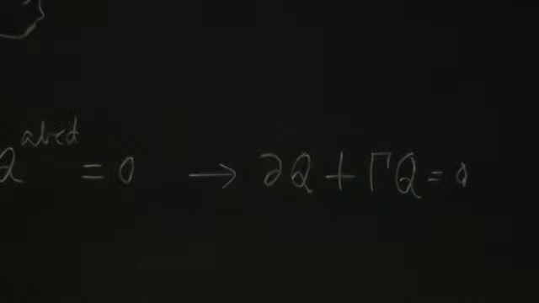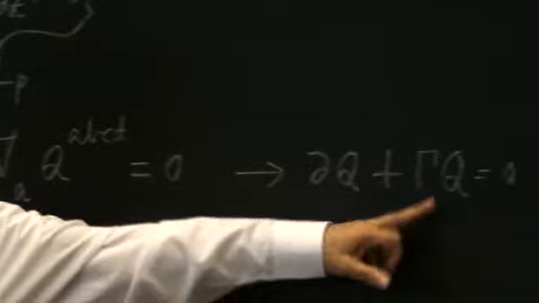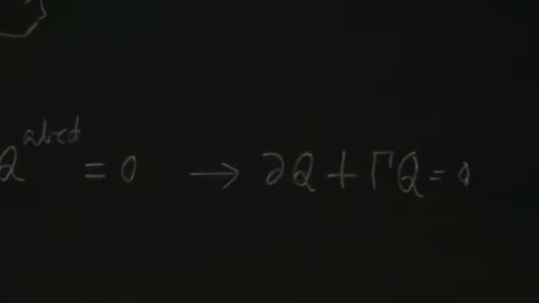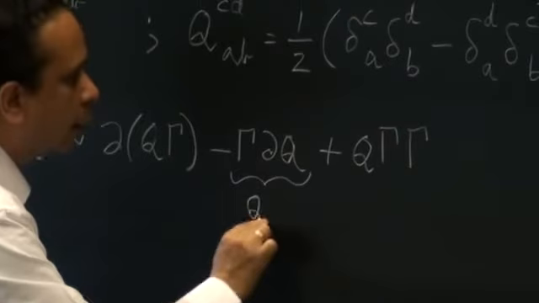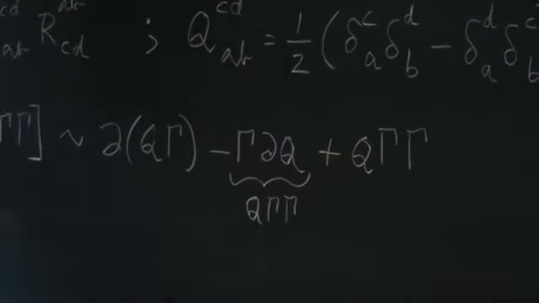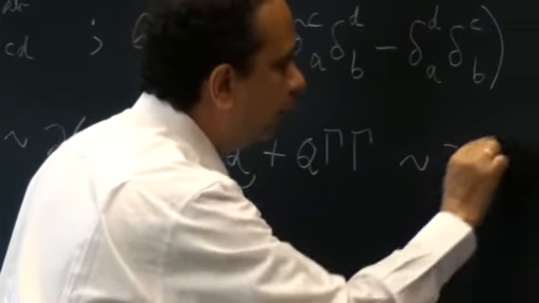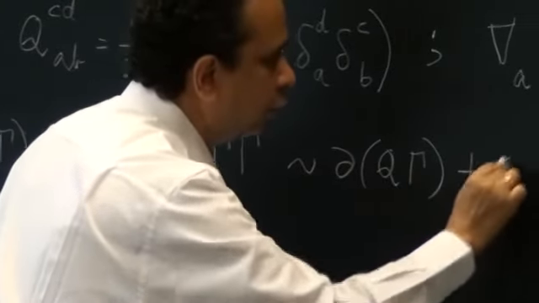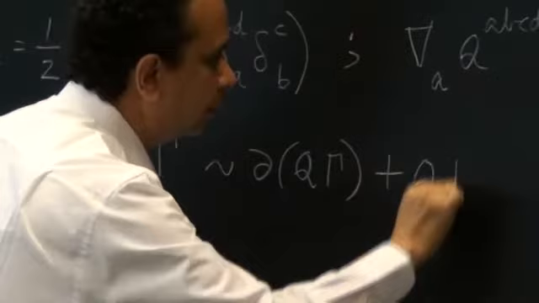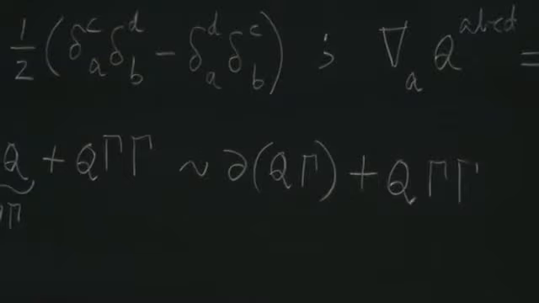Therefore, if you expand out the covariant derivative, this is the structure which will emerge. So this dQ can be traded off for minus gamma Q from that condition. So you plug that into this. You will find that this is also of the form Q gamma gamma. Therefore, this whole structure will become del of Q gamma plus Q gamma gamma. I will put in the indices in a minute.